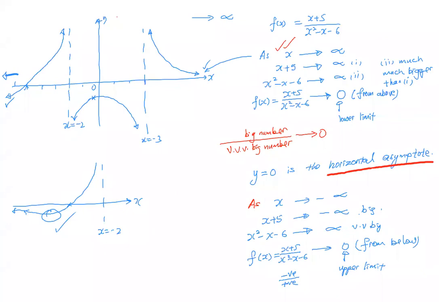Miss, I actually have a question. Yeah, you can ask. Why did the equation from above become the lower limit and the other one become the upper limit? Because you see the graph, this section of the graph is the lowest point, and this section of the graph is the highest point.